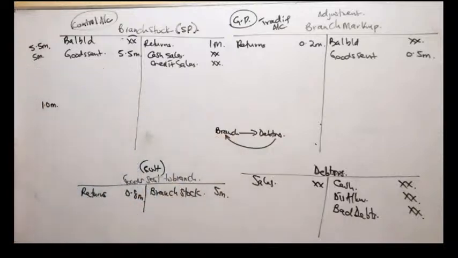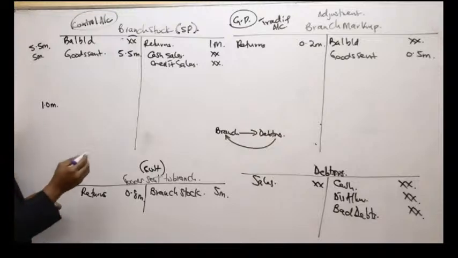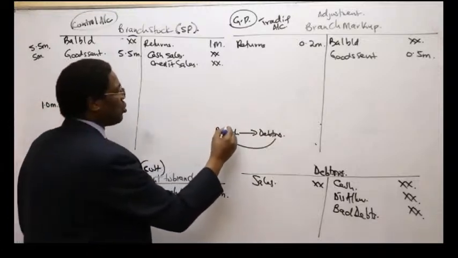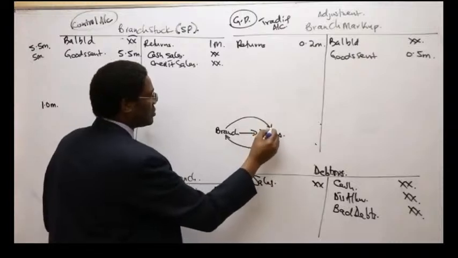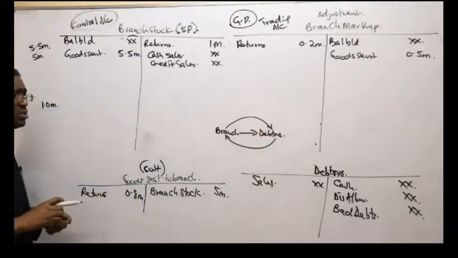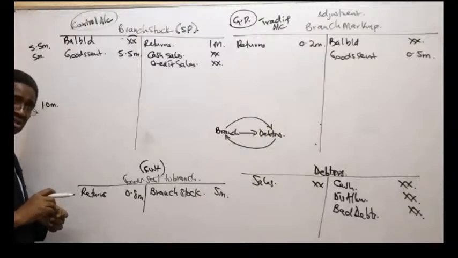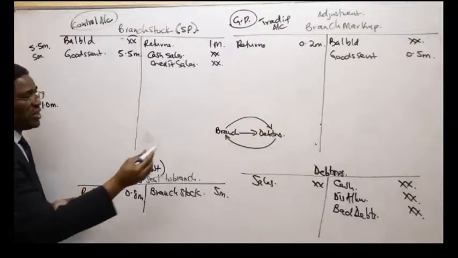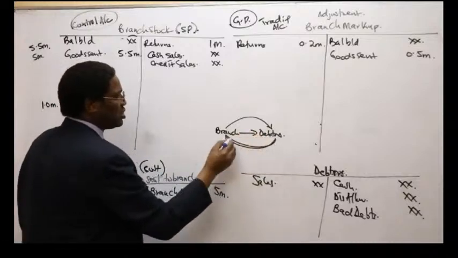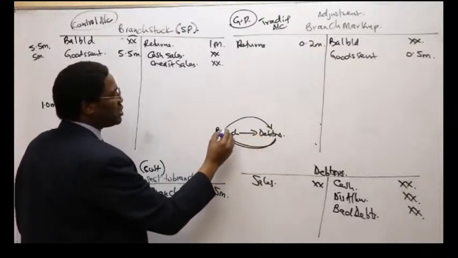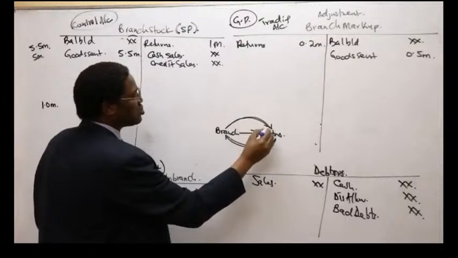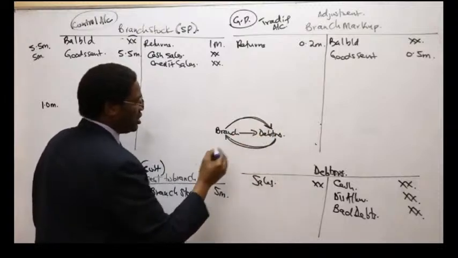What entry do you think we shall pass with goods returned by debtors to the branch? Don't forget that the branch one time sold the goods on credit to the debtor. So now that the debtor is returning to the branch, of course, we reverse the entry we made when the goods were sent to the branch. So get the point there.